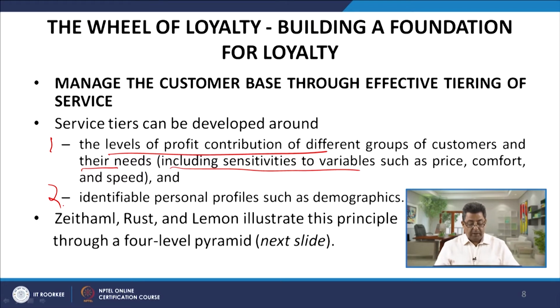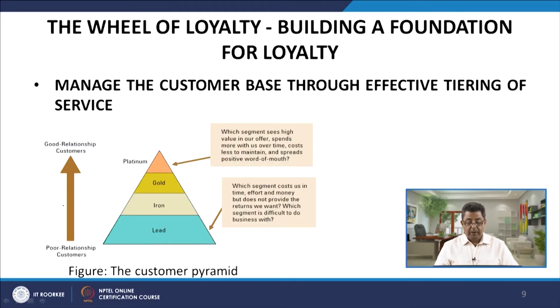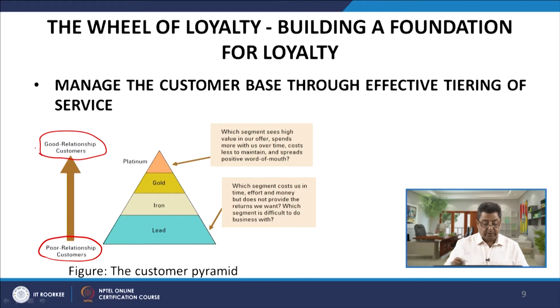Zeithaml and Lemon illustrate this principle through a four level pyramid that we will see. This is the four level pyramid, and we are still talking about managing the customer base through effective tiering of service. This is a customer pyramid, and it has four levels. At the top, the smallest one is platinum, followed by gold, iron and lead. At the base of this pyramid are poor relationship customers, and at the top are good relationship customers.